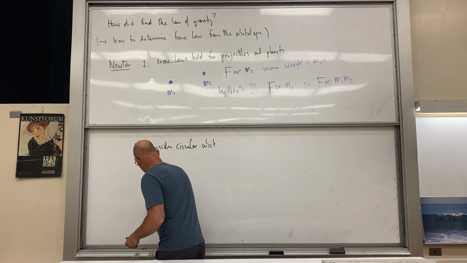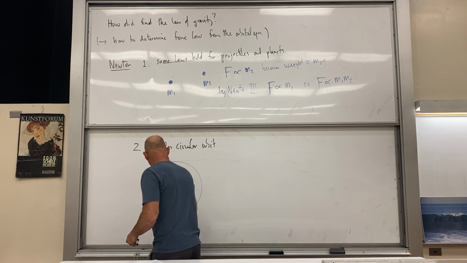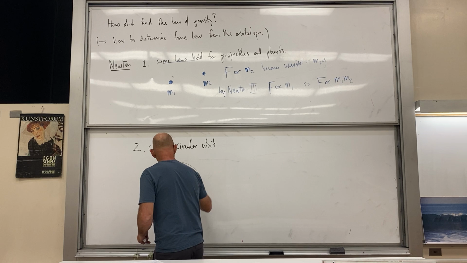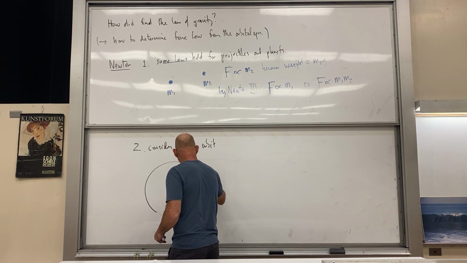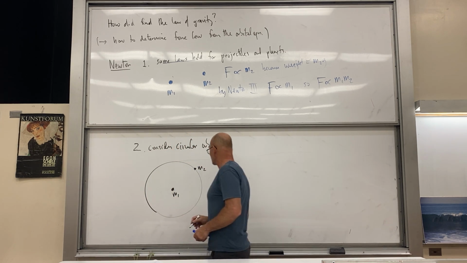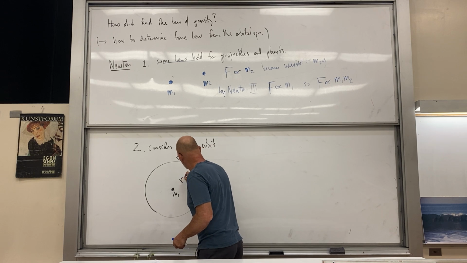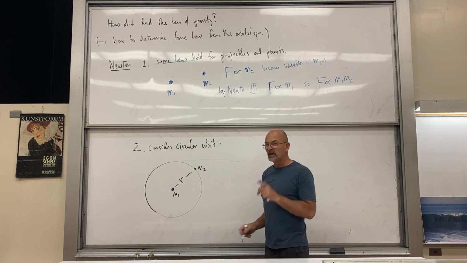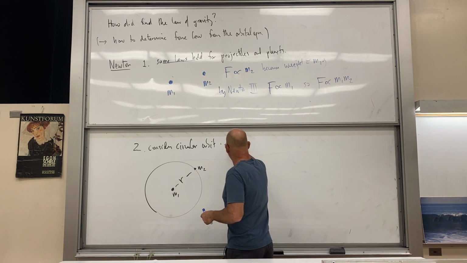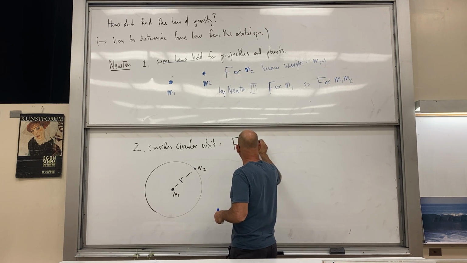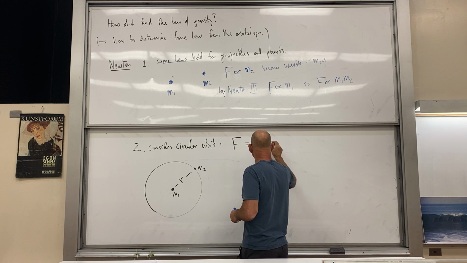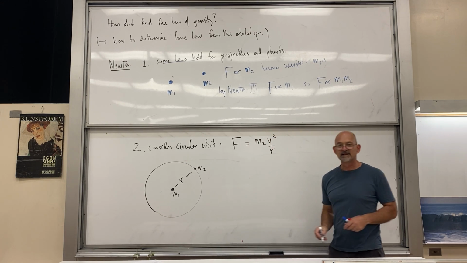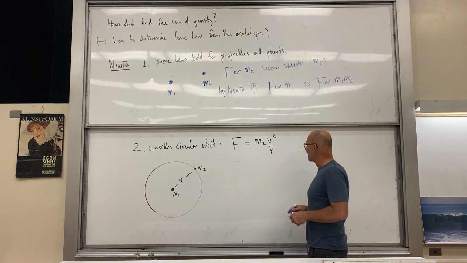And let's draw us a nice circular orbit here. And this time we'll have M1 in the middle and our satellite M2. A circular orbit, separation distance R. We know from this situation that the force that we're talking about is equal to M2 V squared over R. Okay? That's just the centripetal force expression.